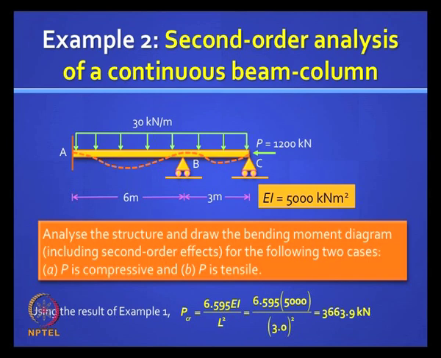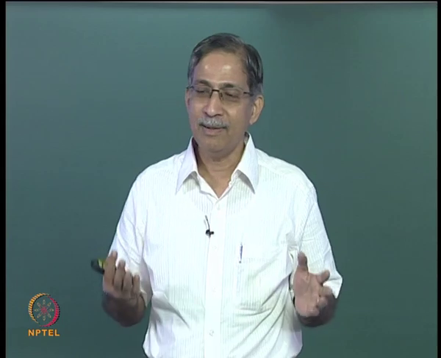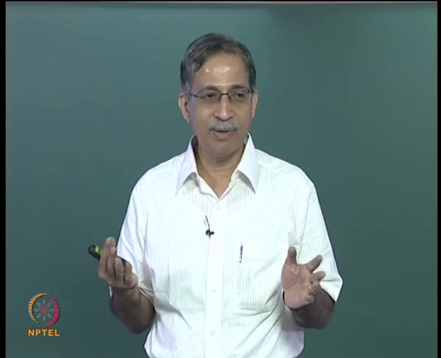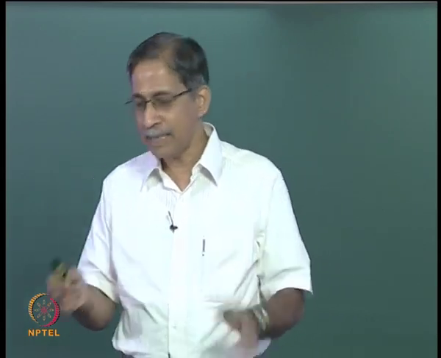The 4 EI by L, 3 EI by L will go for a toss, and it will affect differently depending on whether the force applied is compressive or tensile. So does it make sense to you? And so here you can't do the old slope deflection method, you can't do the old matrix method, you have to look at this problem as a beam column problem. Clear?